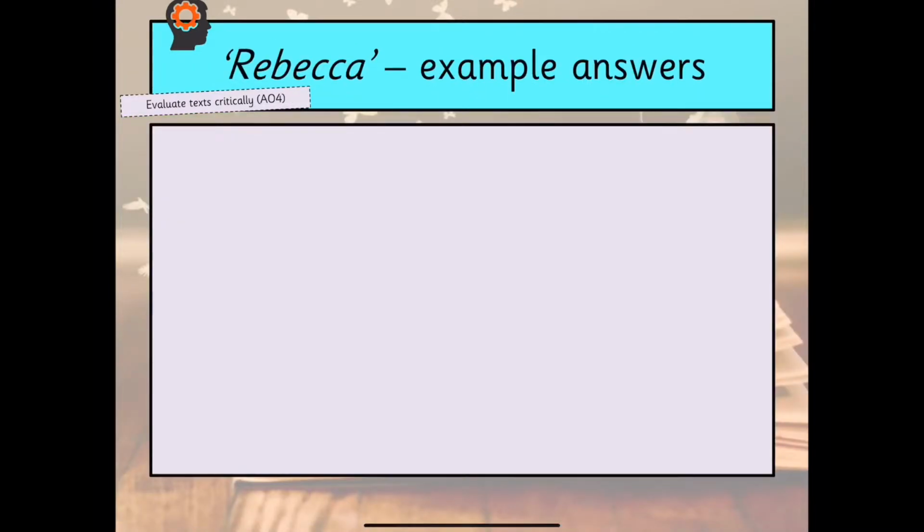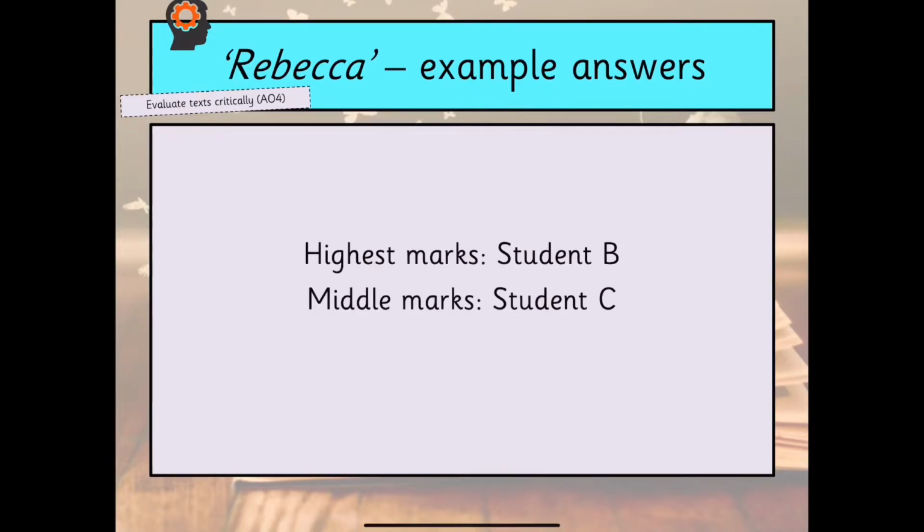So you've read them, you've ranked them, let's take a look at how they did. It shouldn't come as a great surprise, because it's fairly obvious, just given the length and the kind of vocabulary that's used in it, that student B was the highest scoring answer in that selection, followed by student C, and achieving the lowest marks out of that sample was student A.